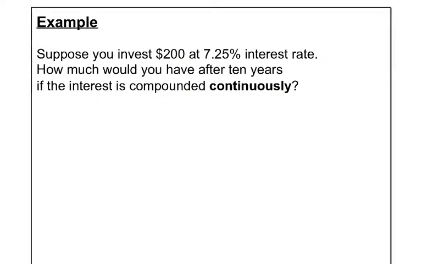Ready? Let's try. Last example of the day. Let's suppose you invest $200 at 7.25 interest rate. How much would you have after 10 years if the interest is compounded? Oh, there it is, continuously. So right now I'm thinking PERT. Right away, using our brand new formula.